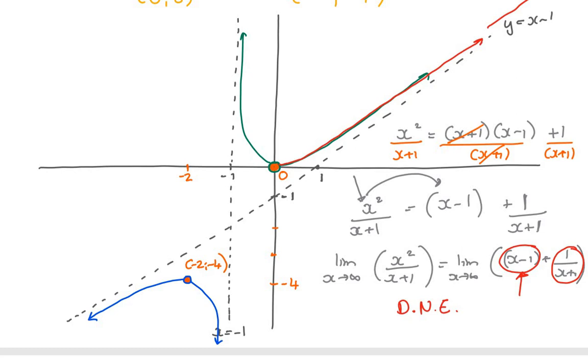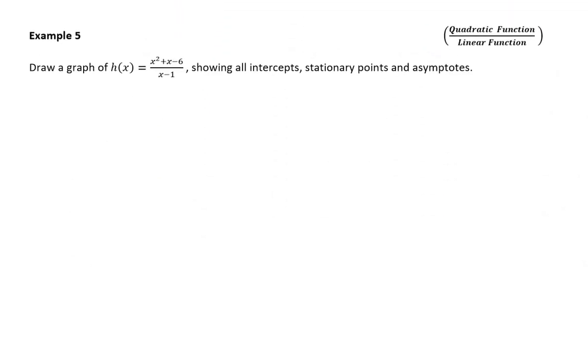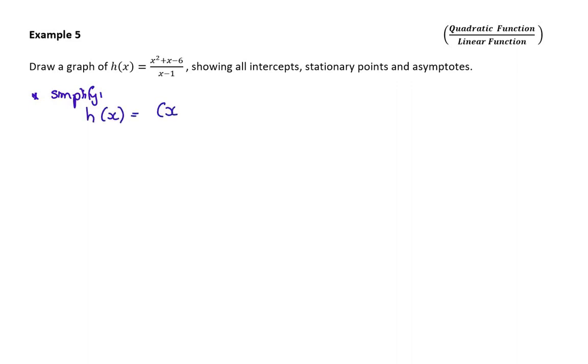Okay, that was a pretty cool graph to draw. So on to the next one. Our next one is once again a quadratic function divided by a linear function. And once again, the first thing I ask myself is, can I simplify? So if I factorize this, h of x equals (x + 3)(x - 2) over (x - 1). And while it does factorize, it doesn't simplify, which immediately tells me that I have a vertical asymptote, and that vertical asymptote is at x is equal to 1.